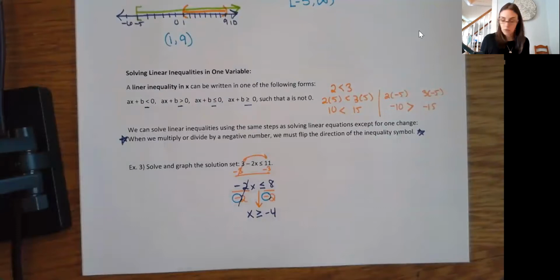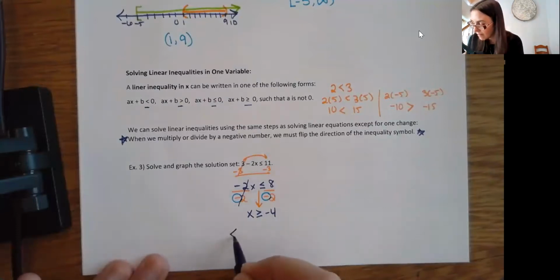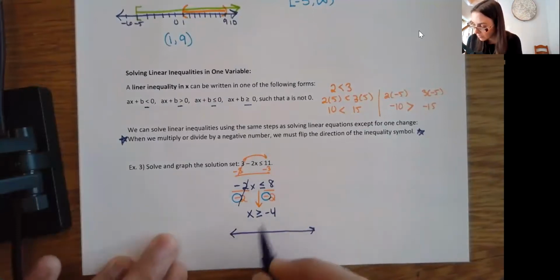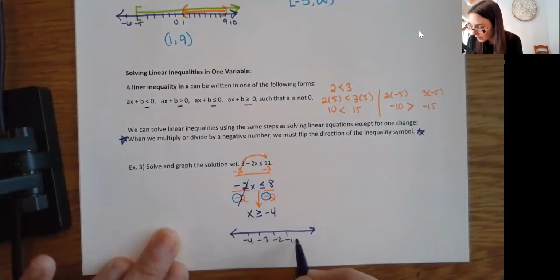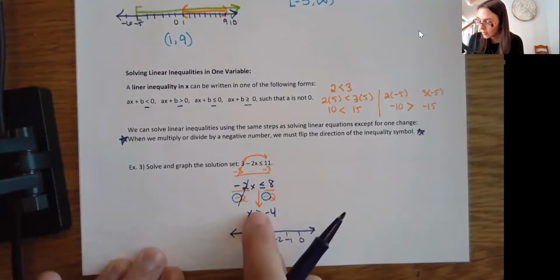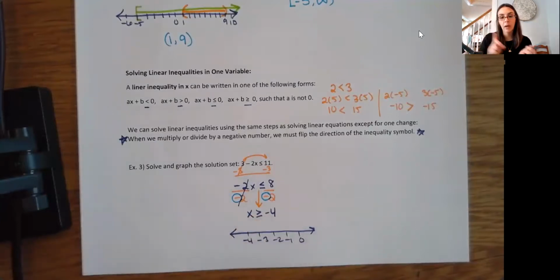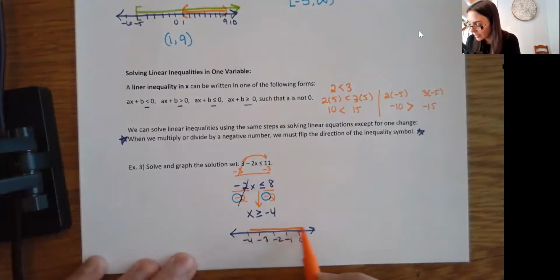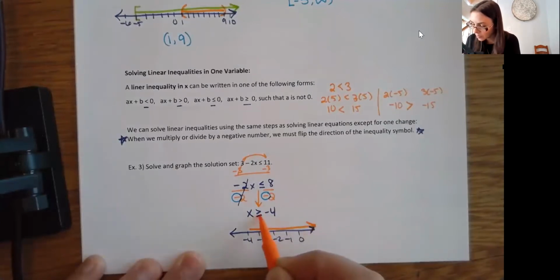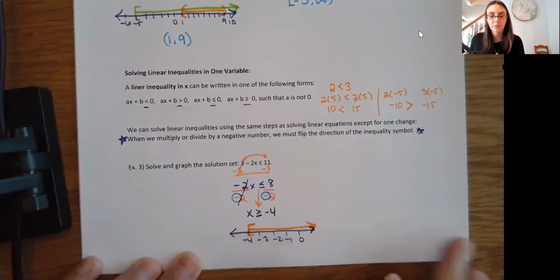And it does also want us to graph. So I'm going to graph this. I'm here at -4. Now I want x is greater than or equal to -4. So I'm going bigger than -4. I'm starting at the -4, going towards the positives. I have an equal sign here, so I'm going to use a bracket.